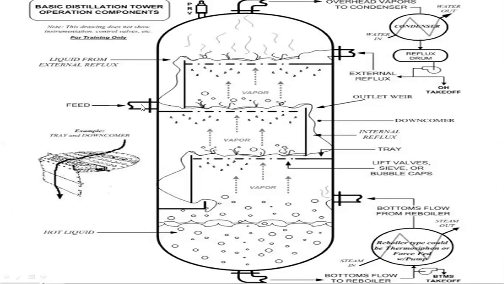So you have feed coming at the middle of the tower, you will see the vapors are all going up and the liquid is all coming down, filled and overflown. These are all the trays where the liquid is coming this way and the vapors are all going up. Okay, so the liquid from external reflux, you are just adding it here. And then here you have a condenser, where the vapors that are coming in get cooled, and the reflux pump again sends it back here.